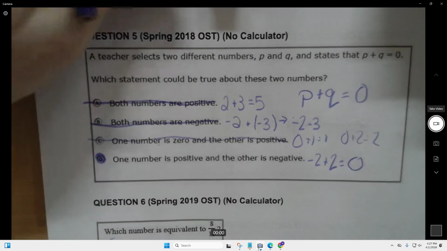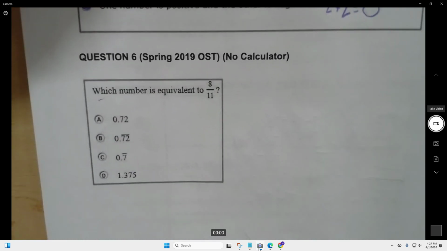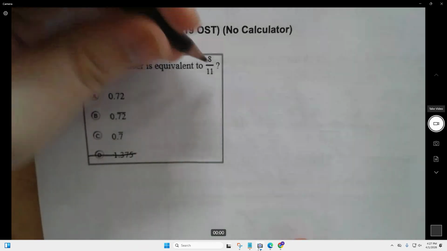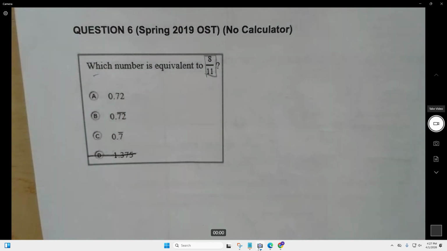Question number 6. Which number is equivalent to 8 over 11? So this requires a bit of long division. And here's the thing, okay? Without even doing any long division at all, you can already eliminate one of these answers. And the answer you can eliminate is D. Why? Because 8 out of 11 is less than a whole. So you can't have a value over 1.